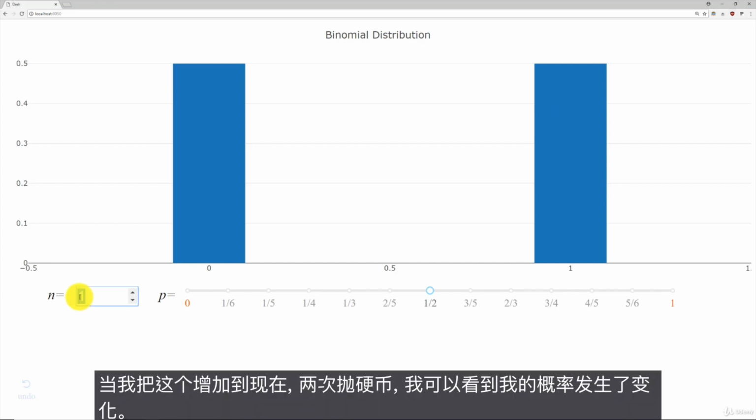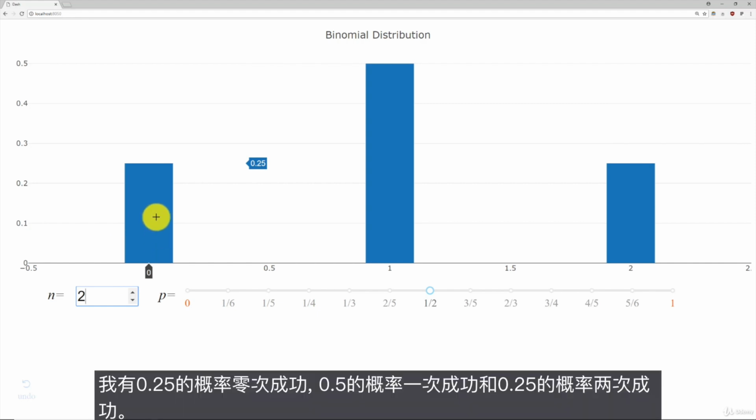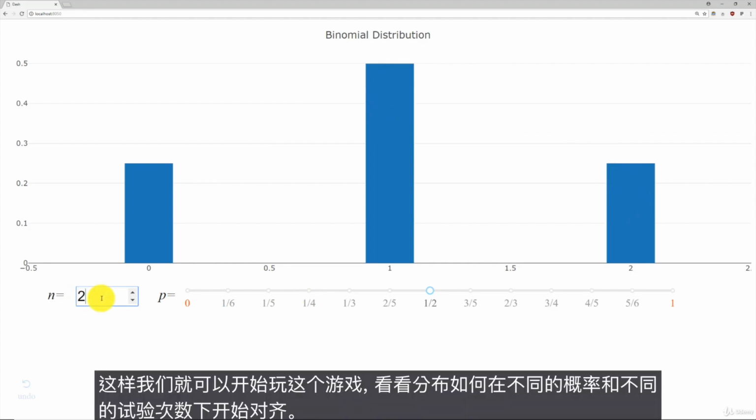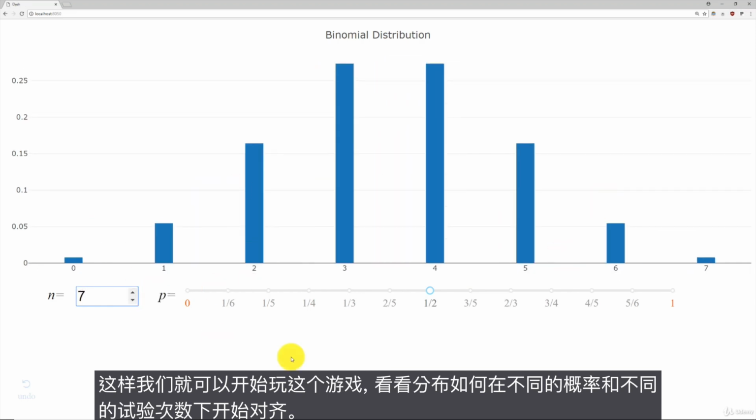And as I increase this to 2 coin flips, now I can see my probabilities change. I have 0.25 probability of 0 successes, 0.5 probability of 1 success, and 0.25 probability of 2 successes. So this is flipping 2 tails, flipping 1 head and 1 tail, or 1 tail and 1 head, and then flipping 2 heads. So we can begin to play around with this and see how the distribution aligns itself for different probabilities and different numbers of trials.